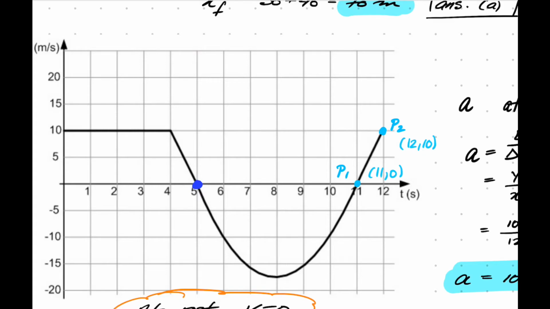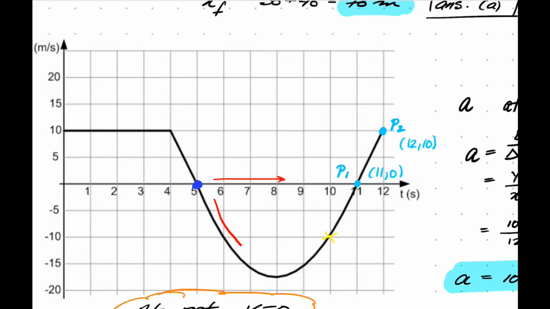Let's slow things down a bit for question D, no pun intended. I'll quickly highlight the point of interest at 10 seconds, but what I'd like to do first is discuss the overall motion from 5 seconds to 11 seconds. Remember, on a velocity time graph, our curve represents the instantaneous velocity at any moment in time. So, for example, between 5 seconds and 8 seconds, we see our velocity becoming more and more negative.